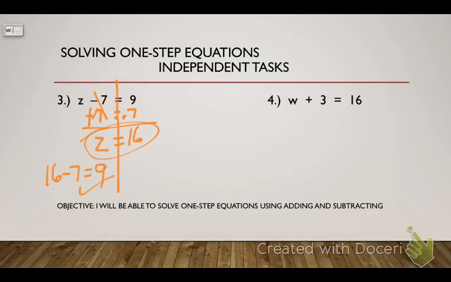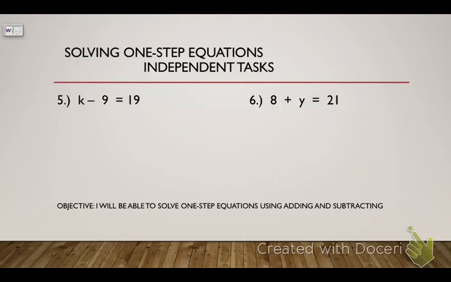All right, here's the fourth one, ladies and gentlemen. We're going to do the inverse of adding, which is subtracting. We're going to subtract 3 from both sides. This creates 0. We got W equals 16 minus 3 is 13. Got it. There you go.